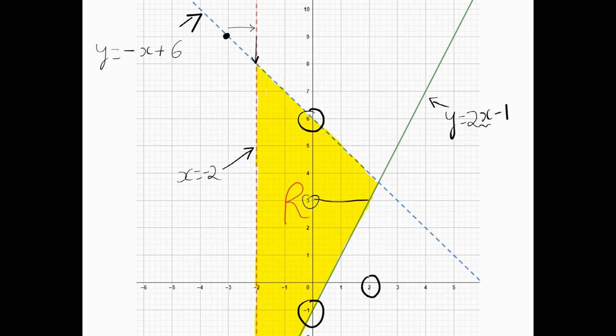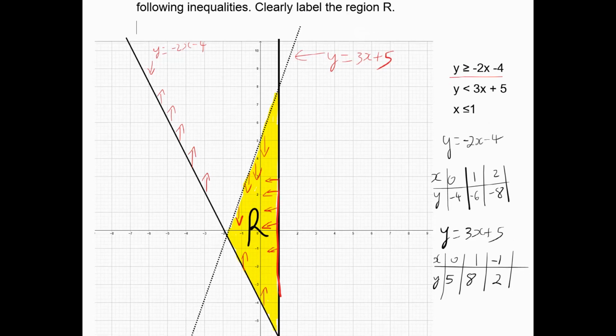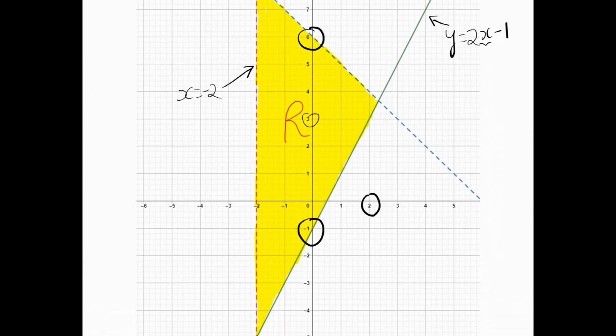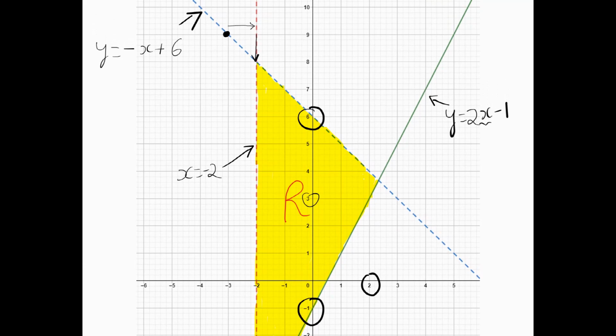So those are the equations of the lines that we have, but we need to notice that some of them are dotted and some of them are not. We can see that R is contained to the right of the red dotted line. So we're interested in points where x is bigger than minus 2, not bigger than or equal to, because we have a dotted line. We're interested in points which are below the blue line.